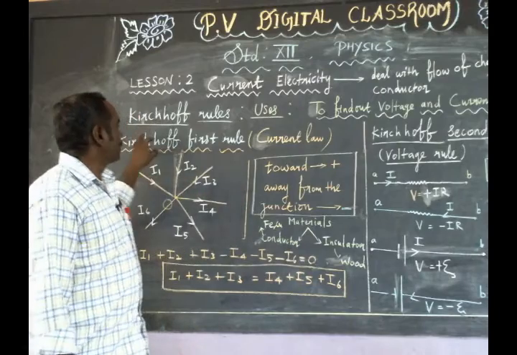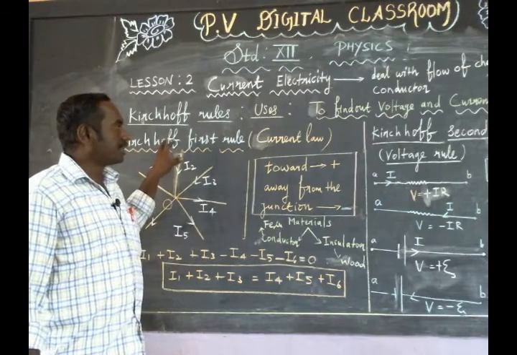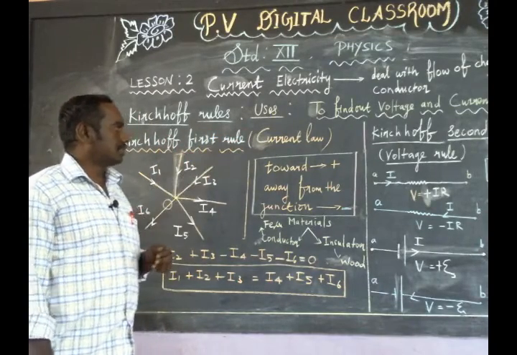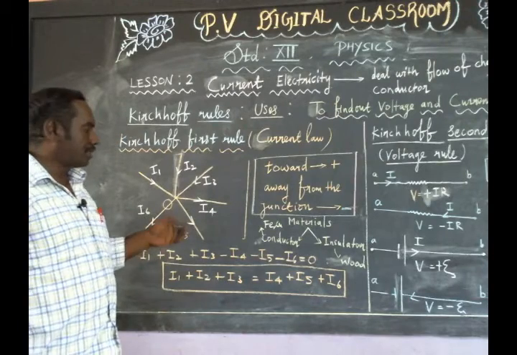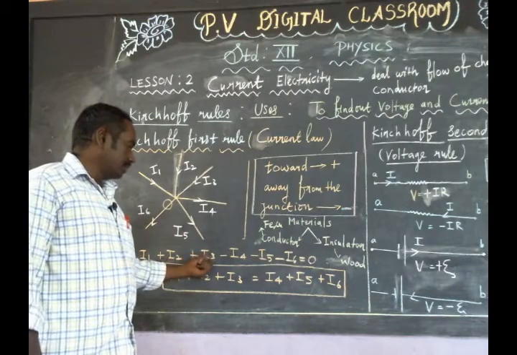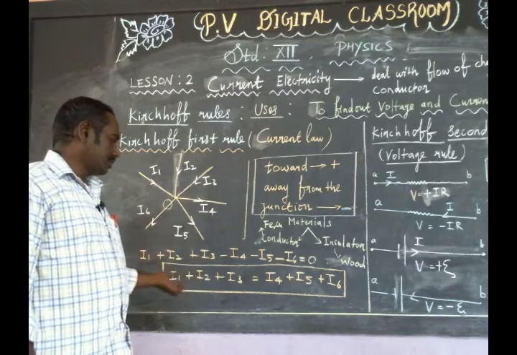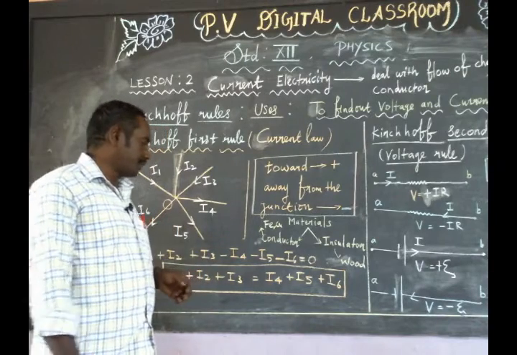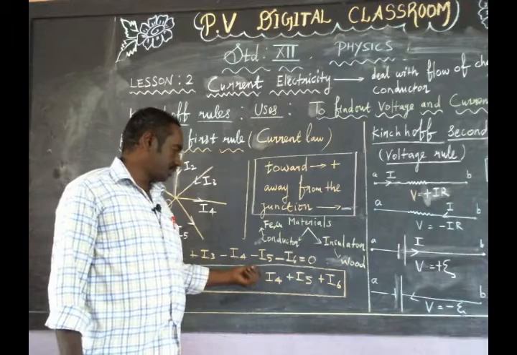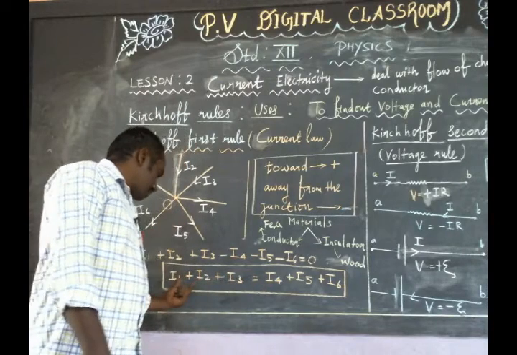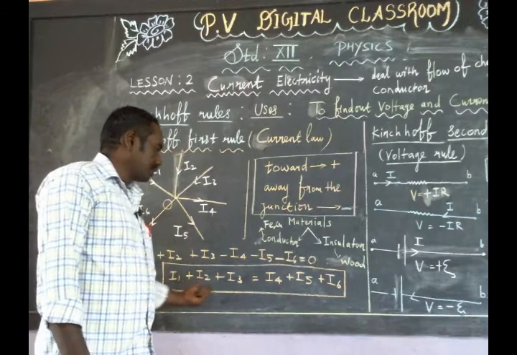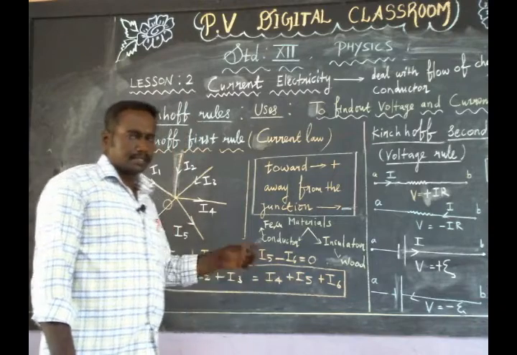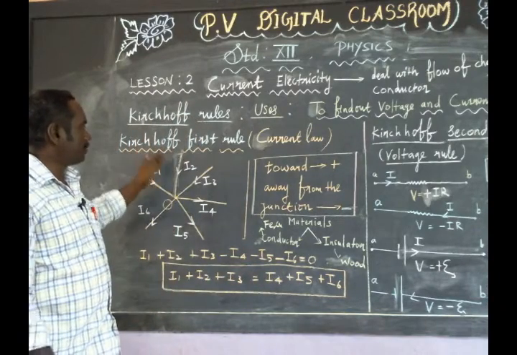This is Kirchhoff's first rule. Another name is the current law. If a negative value moves from the left side to the right side, it changes into positive. So the current entering is equal to the current leaving. Both are the same. This is Kirchhoff's first rule.